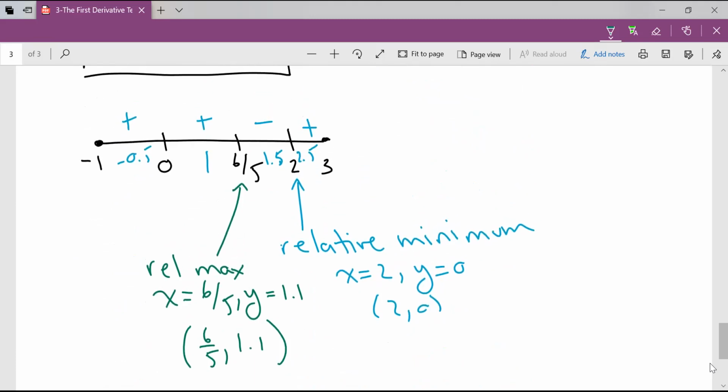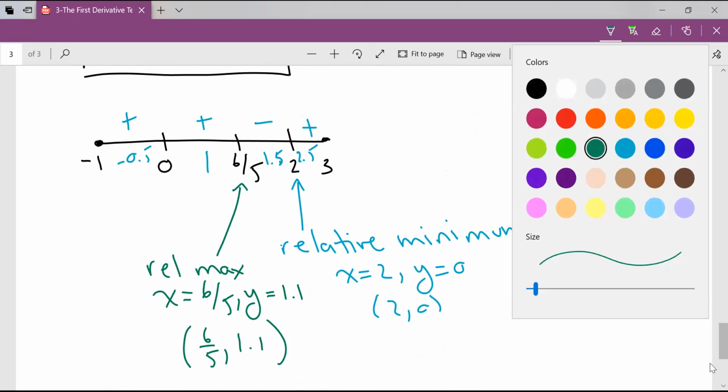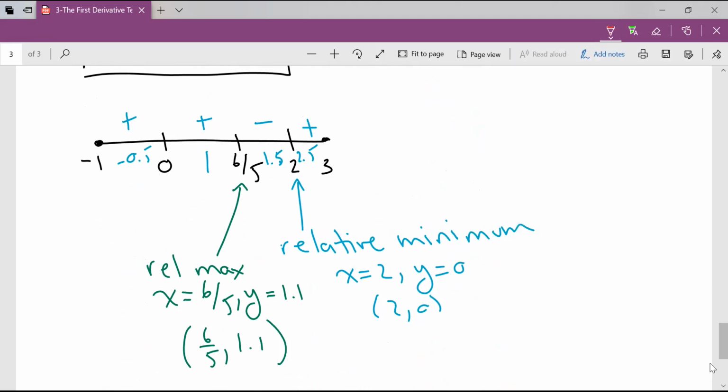And what about at 0? Well, at 0, we went from positive to positive. That means there's no sign change. That means this is not a max or a min. It's nothing.